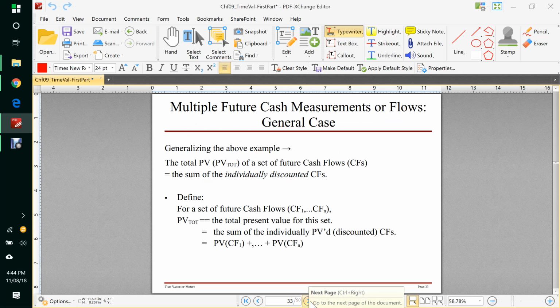All right, so let's see once again if we can get a general case for this. I think that we can do it. So the total PV, what we're going to start calling PV tote, of a set of future cash flows is, as I said on the last page, the sum of the individually discounted cash flows. Discount them first, then add them up. So let's be a little mathematical. For a set of future cash flows, PV tote is going to be the total present value for this set, PV of the first one plus PV of the second one, et cetera.